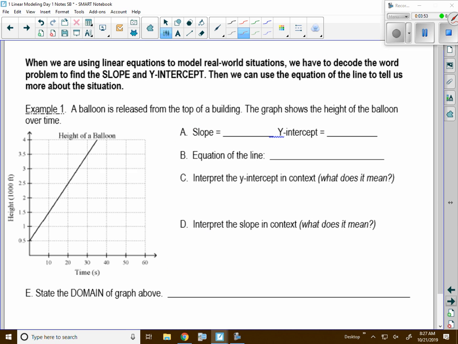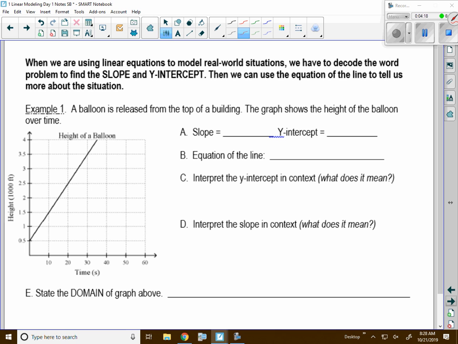When we are using linear equations to model real-world situations, we have to kind of decode the word process. We have to know what they are telling us, like what information they are giving us. So look at example 1. A balloon is released from the top of a building. So imagine Mrs. Bass is standing on the top of the school, and I have a balloon in my hand, and then I release it. The graph shows the height of the balloon over time.